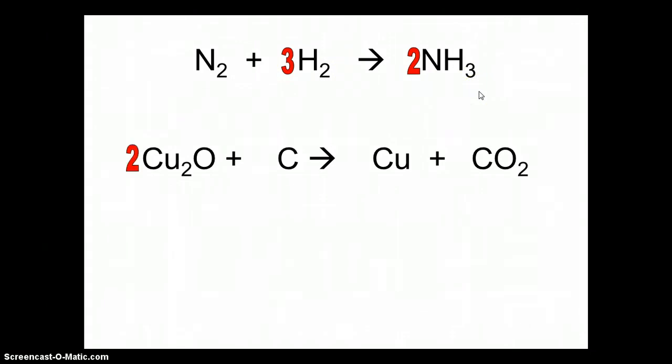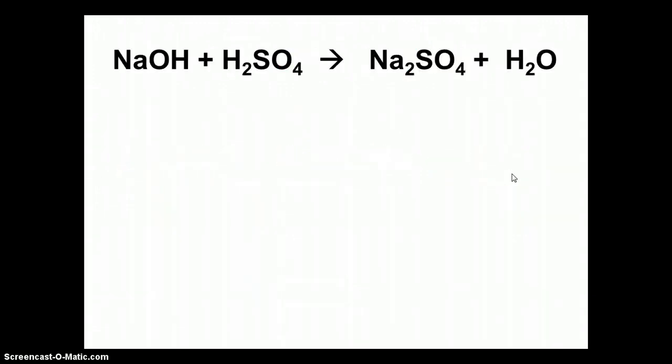The next one is copper. I have 2 coppers on this side. I need 2 on this side. But I'm looking and I've got 2 oxygens here and I've only got 1 oxygen here. So I'm going to add a 2 here at the front. So now I've got 2 oxygens on the left, 2 oxygens on the right. I just changed this copper to be 4 on the left, so I'm going to change it to 4 on the right. Carbons are still balanced. 2 oxygens on the left, 2 oxygens on the right, so that's balanced.